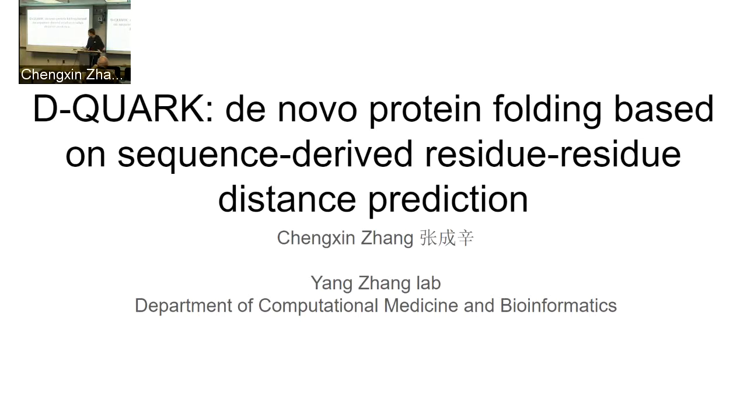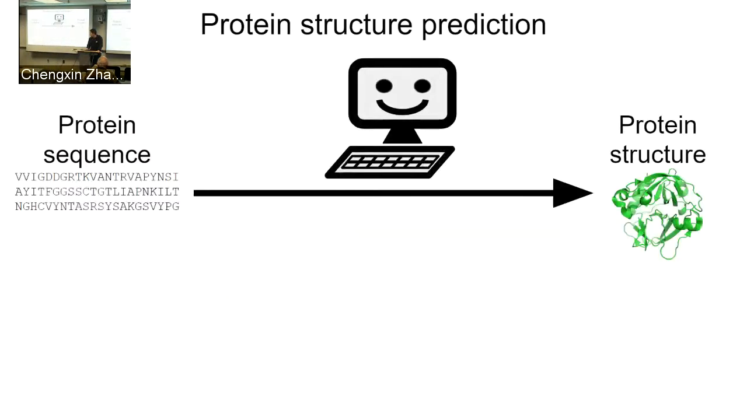Okay. So, in this talk, I will discuss how we use deep neural network predicted residue-residue distance to assist de novo protein folding. So the protein structure prediction problem is that given the amino acid sequence of a protein, how do we use computational algorithms to predict the tertiary structure?